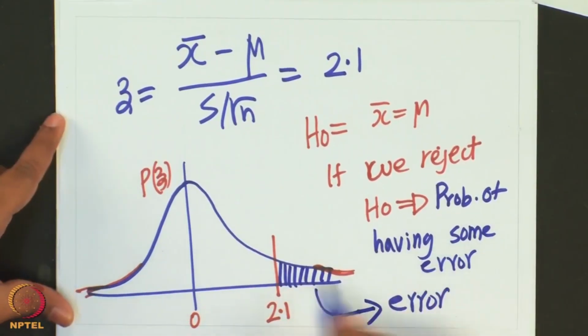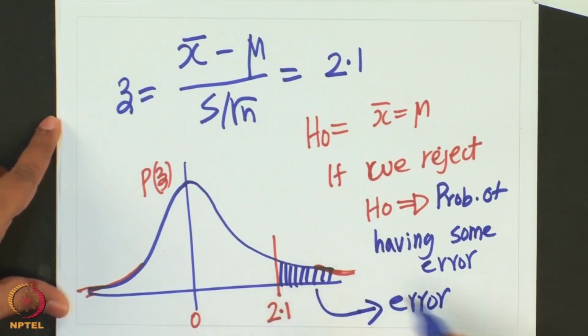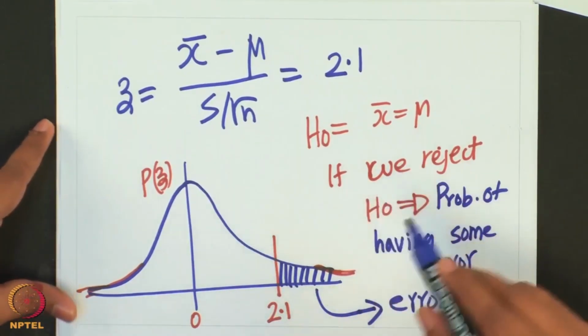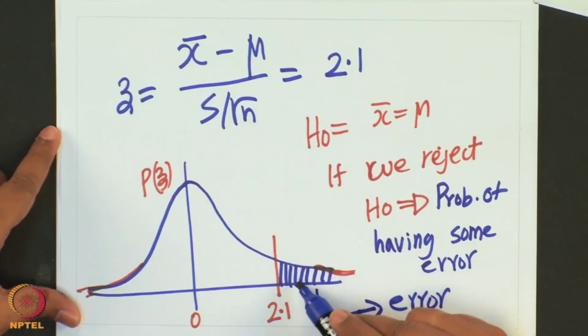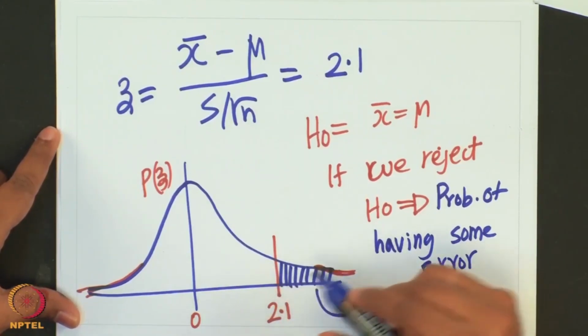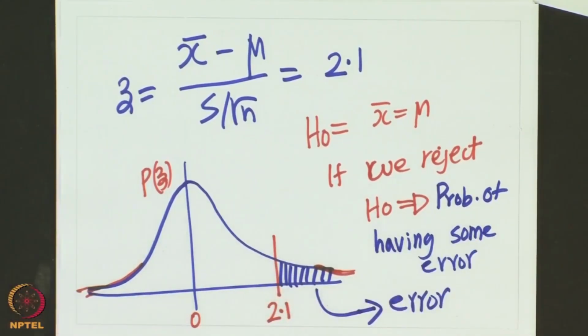The smaller this area beyond z, the smaller will be the error in rejecting the null hypothesis. So if this area is very small, that is, if z is very large, we can reject the null hypothesis. Typically you want this area to be less than 5%, though there is nothing sacred about 5%. That is typically what one would want, and that is what one typically measures in this kind of hypothesis testing.